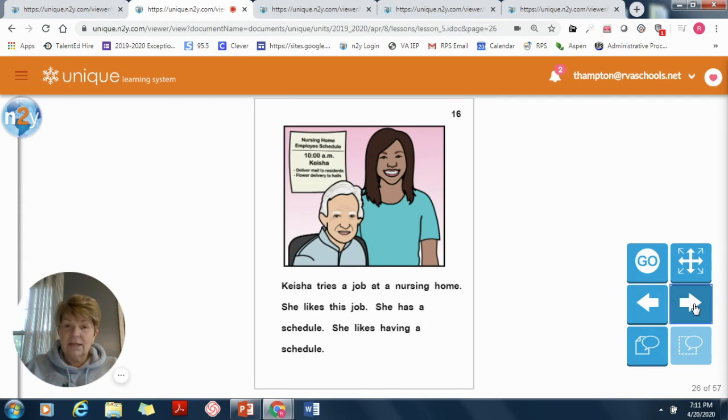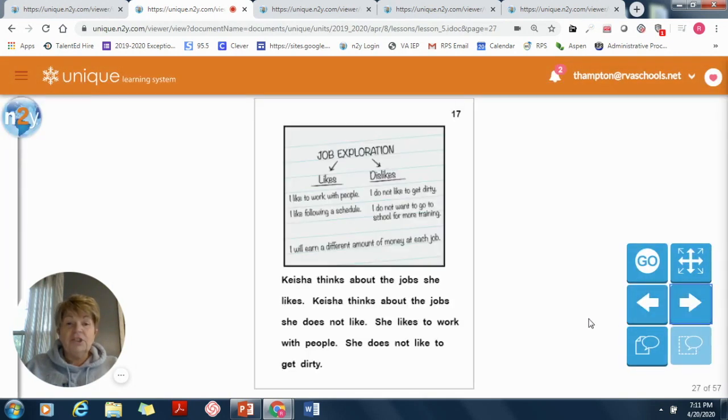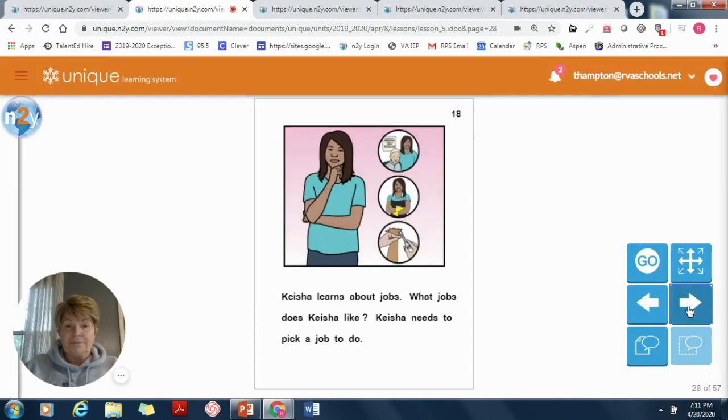She likes schedules. So here she wrote the jobs down, what jobs I like, what jobs I don't like, and why she didn't like them. So that's very important to do, just like Jordan did. Now he was doing it all online, but here Keisha had gone actually to the job and worked the job. So here she lines up all the ones that she liked. Well, she knew that the hair cutting couldn't happen because she didn't want to go to school anymore. She liked the restaurant and she liked the nursing home, but she liked the nursing home better.